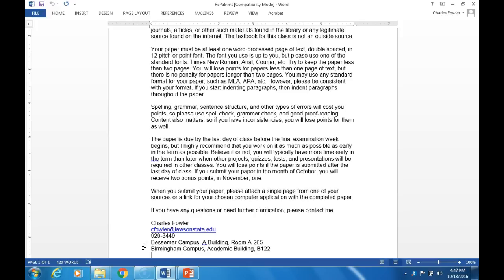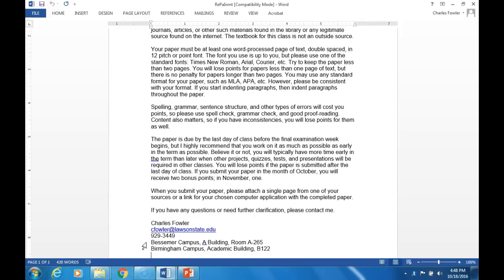Now, that's the stick. Here's the carrot, okay? If you submit your paper during this month, the month of October, you get 2 bonus points added to your grade. Whatever your grade is, I add 2 points to it. If you turn it in the month of November, you get 1 bonus point. Turn it in the month of December, you just get your score, whatever you score. If you turn it in after the last day of class, you start losing points, okay? So please, get it done as soon as you can.